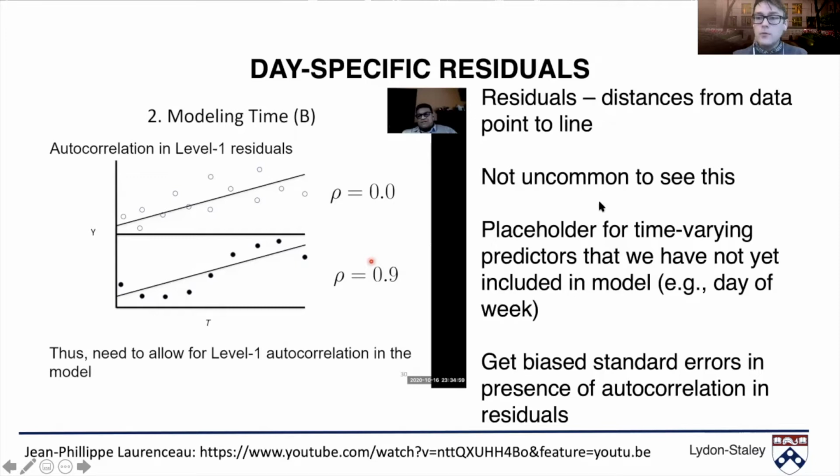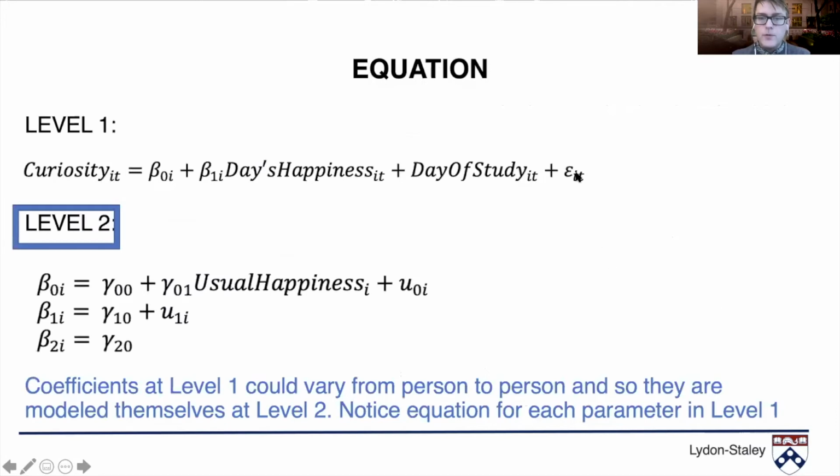What happens if you don't account for autocorrelated residuals? You essentially get biased standard errors, and we don't want that. Okay, so that's why we did that. And so with those previous two examples, that's two ways of accounting for time in different ways to avoid confounding.